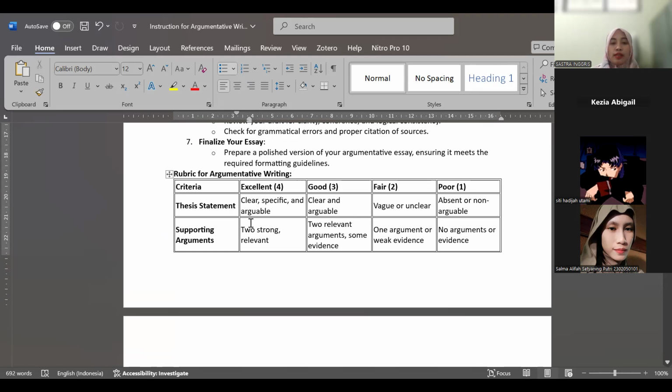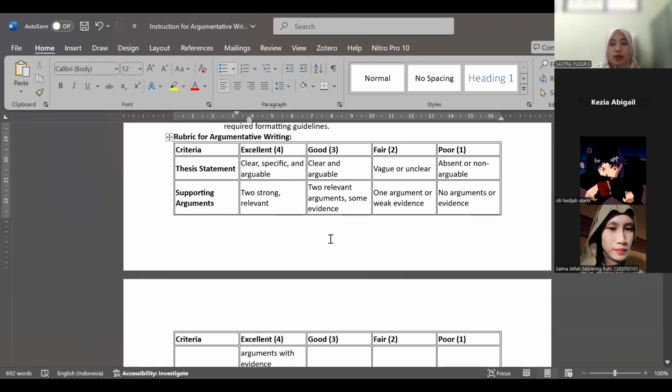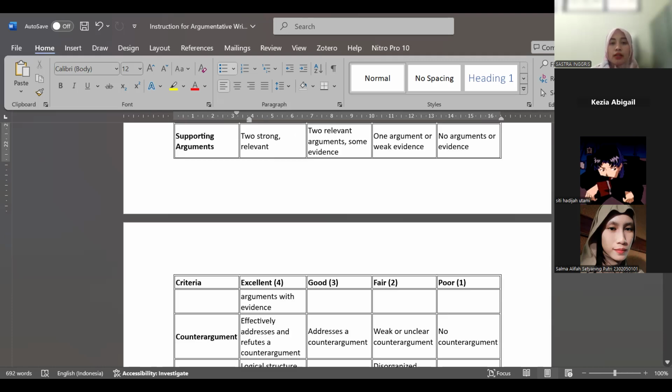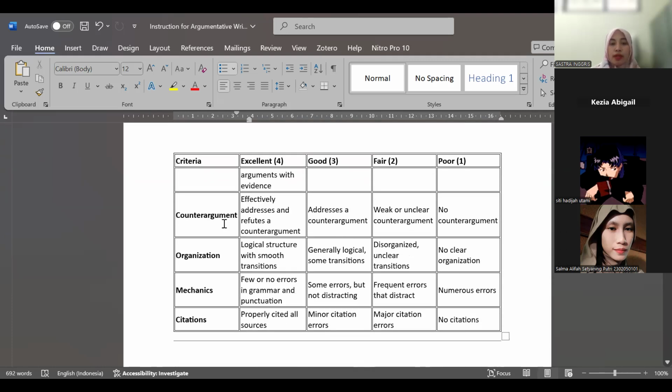Make sure that your thesis statement or your claims are clear. And then provide your supporting arguments, and this includes data. And then what about the counter argument? Was it addressed effectively? What about the refutations? So on and so forth.